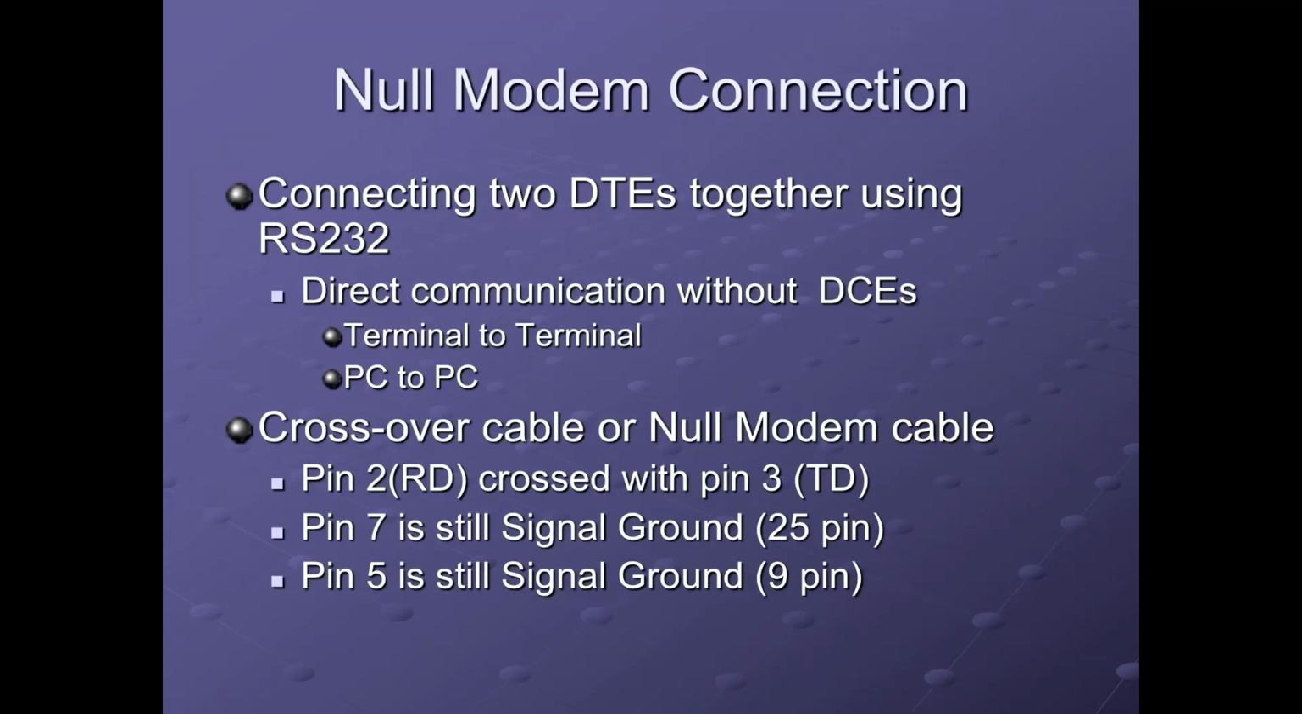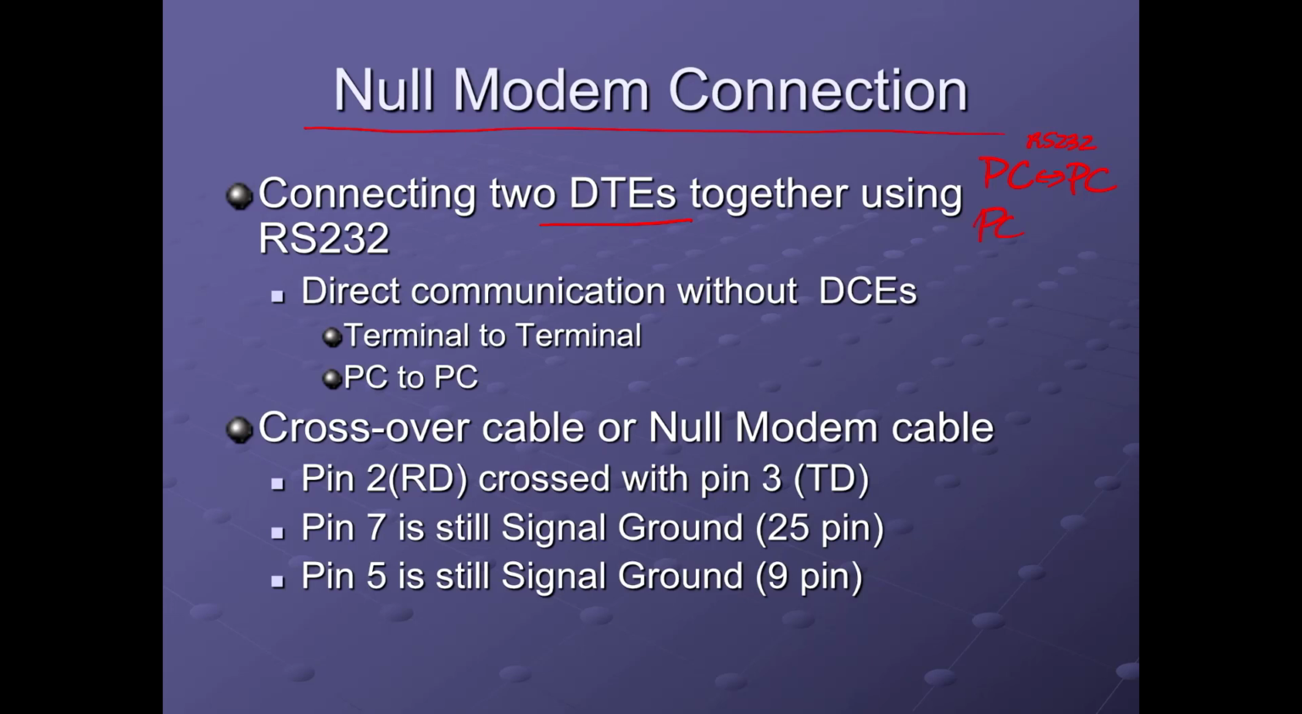Now, what we're looking at is the example of null modem. So this is the type of connection we're going to be configuring and connecting in the lab all the time, is a null modem connection. And that's where we connect two DTEs together directly using RS-232. So you're going to connect a PC to a PC in lab 1. So that is, without the use of a modem, you're going to be communicating between two PCs, right, over RS-232.